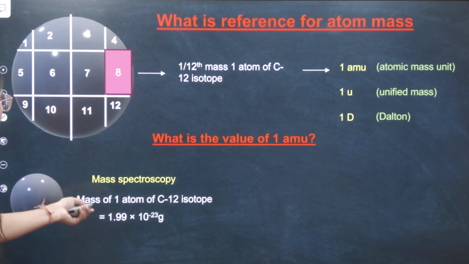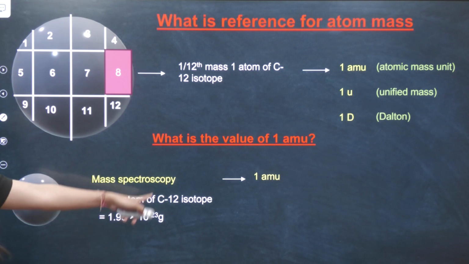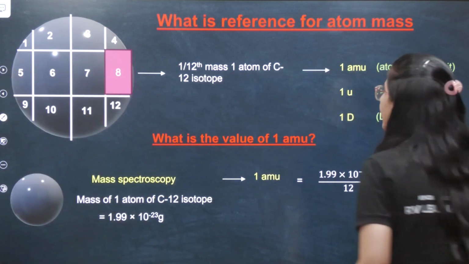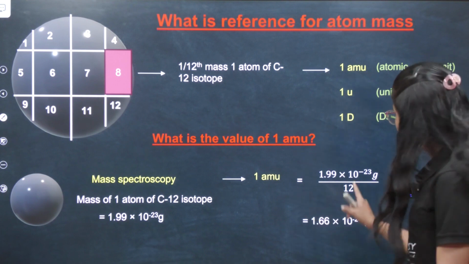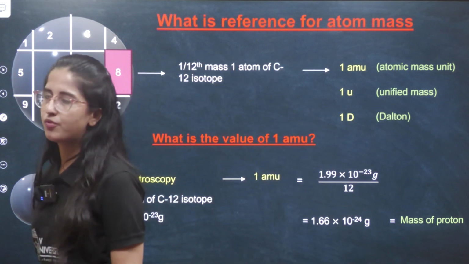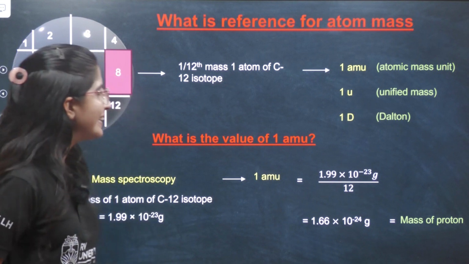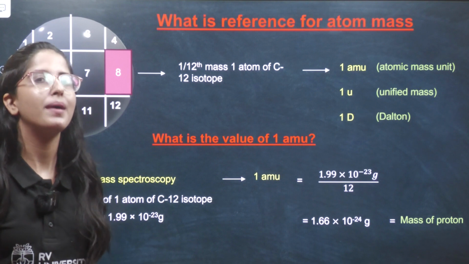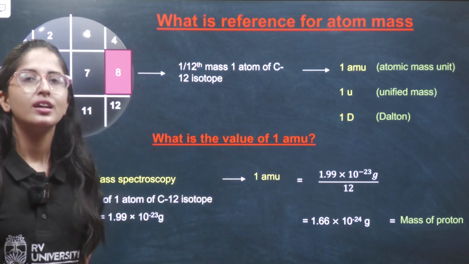Just take it. The mass of 1 carbon 12 isotope is 1.99 into 10 raised to minus 23 gram, which is equal to, divided by 12. It will give you 1.66 into 10 raised to minus 24 gram, which is approximately equal to your mass of proton. So what exactly are you dividing to get your atomic mass? You are dividing by the mass of a proton.